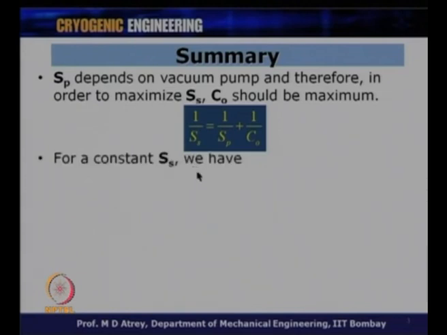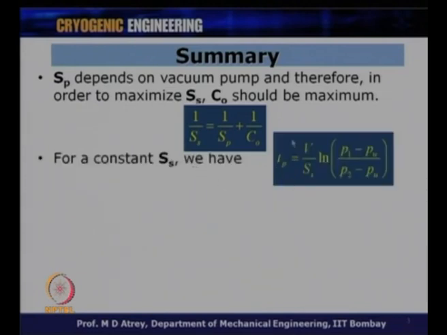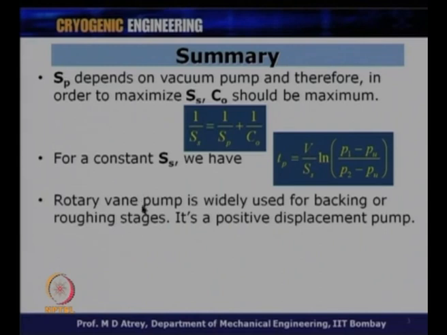For a constant SS, we got an expression for the time to create a vacuum from the pressure P1 to P2, and as SS is more, as the system pumping speed is more, we know that the time to reach that particular vacuum is going to be less and less for a given volume V. Then we studied various vacuum pumps. We know that the rotary pump is widely used for backing or roughing stages. It's a positive displacement pump.